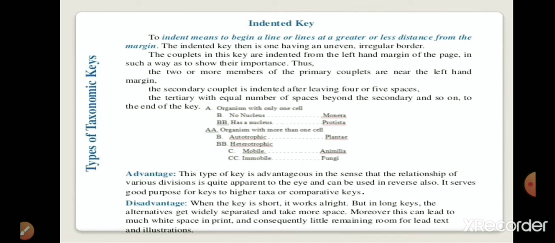This key also has some disadvantages. When the key is short, it works alright, but in long keys, the alternatives get widely separated and take more space. Moreover, this can lead to much white space in print and consequently little remaining room for leads, text, and illustration. Basically, the typing of this indented key for their leads can be mistaken if they get long, as they get widely separated and take more space.